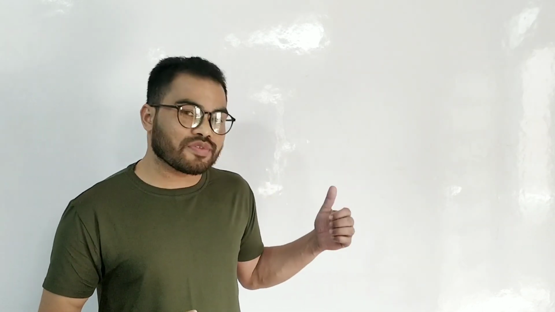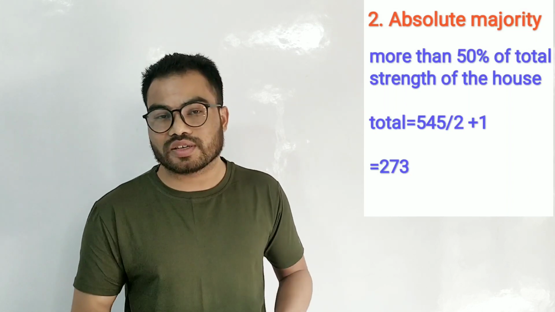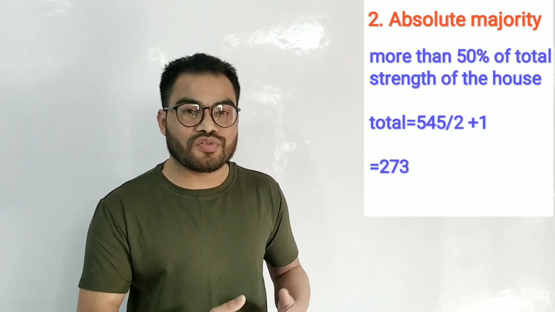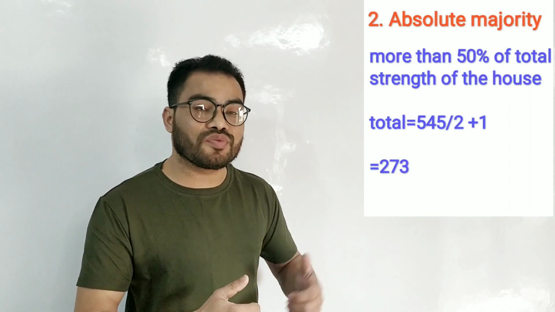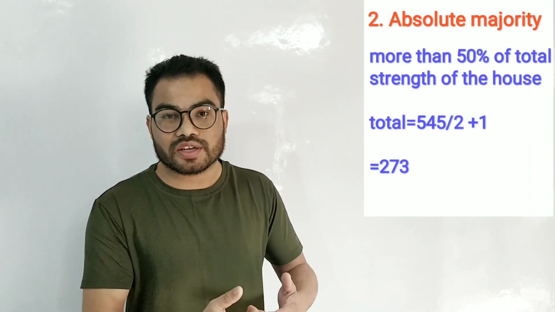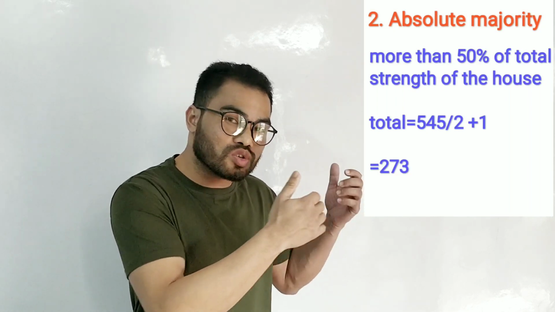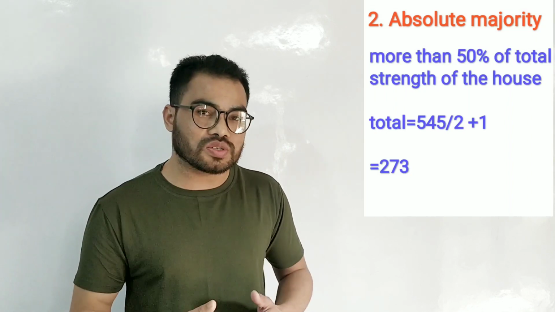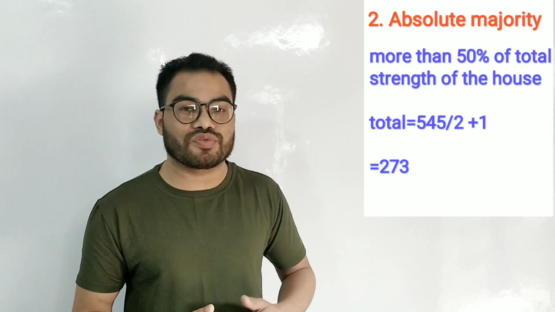So now coming to type number 2, absolute majority. It is the majority of more than 50% of the total strength. Here it says total strength. So the total strength is 545. The minimum required vote is more than half of this 545, because 545 is the total strength. So it should be 273 votes. The minimum number of votes under this type is 273, because total strength is 545.